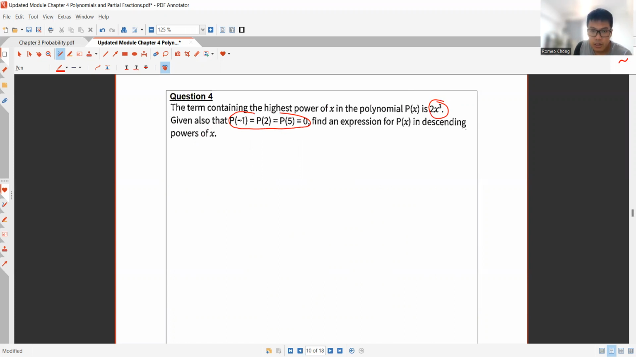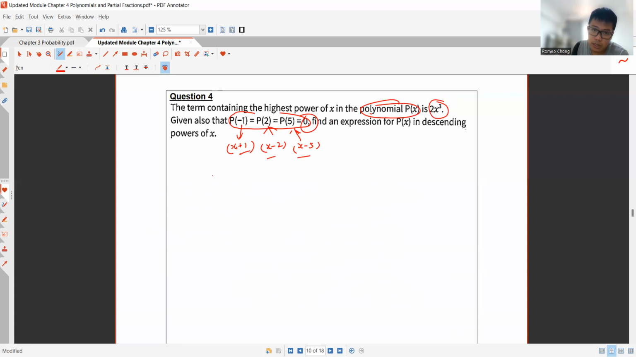Okay, and if you do the reverse of this theorem, the first divisor is actually x plus 1. The second one is actually x minus 2. And the third one is actually x minus 5. So that means when your polynomial is divided by any one of these factors, you actually get 0, because they are factors of this polynomial.